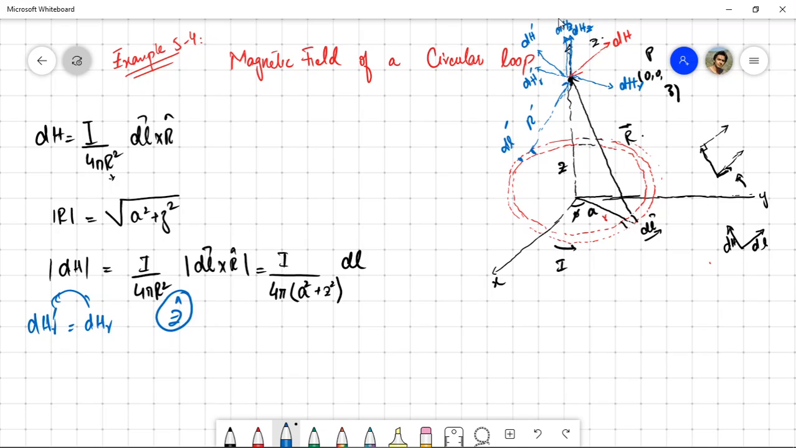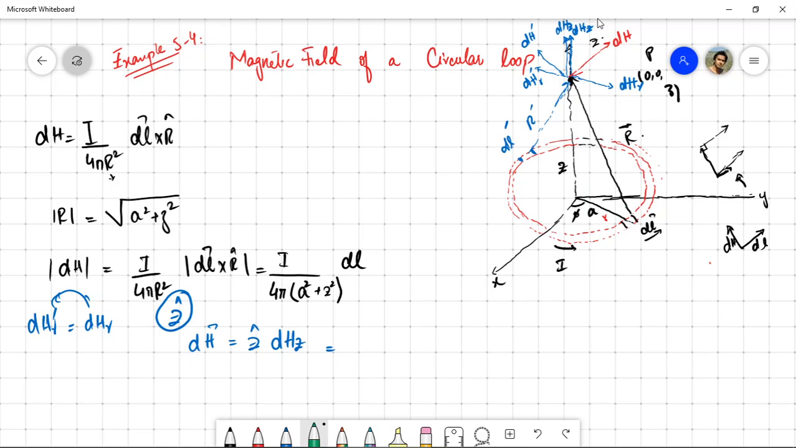So if we write the expression for the magnetic field due to this dl, we'll say that dH is basically z hat times dHz. Okay, so what's the value of dHz? We haven't been given the value of dHz, we have been given the value of dH, so we have to calculate the value of dHz in terms of dH itself. So what will be the value of dHz? For that, we need to see it from the perspective of the angle that it's making.